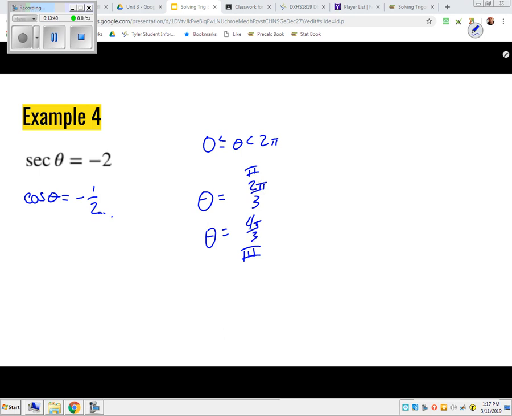No. I took the reciprocal of both sides. So I raised, yeah, that's algebraic. I raised both sides to the negative first power. So whatever I do to one side, I have to do on the other.